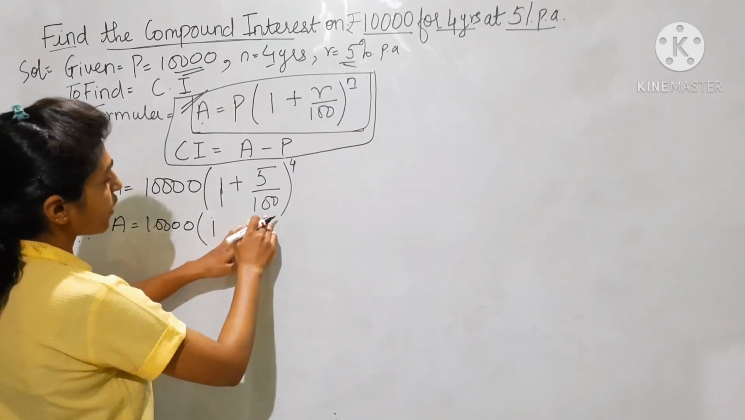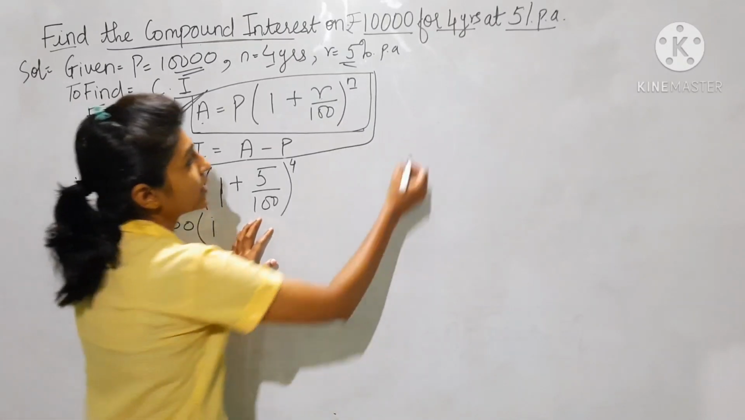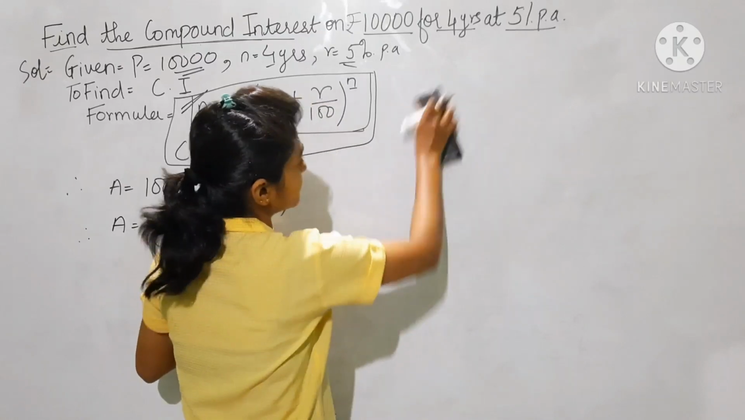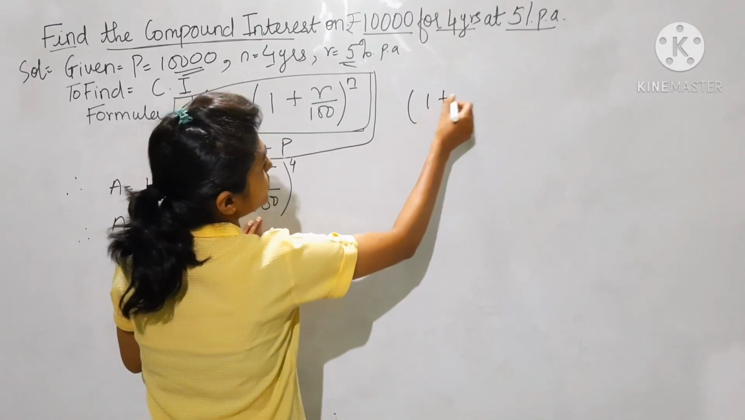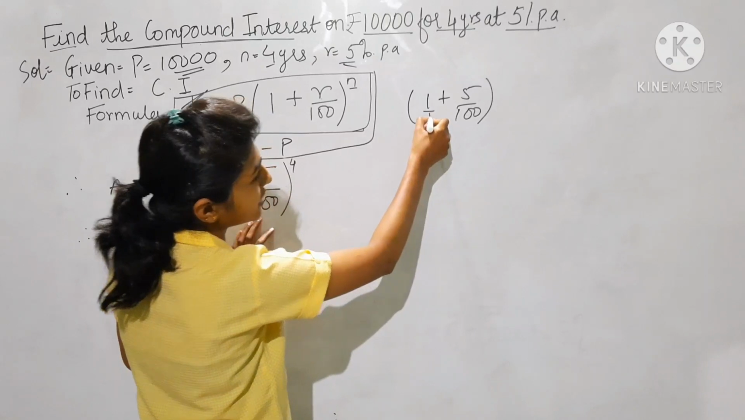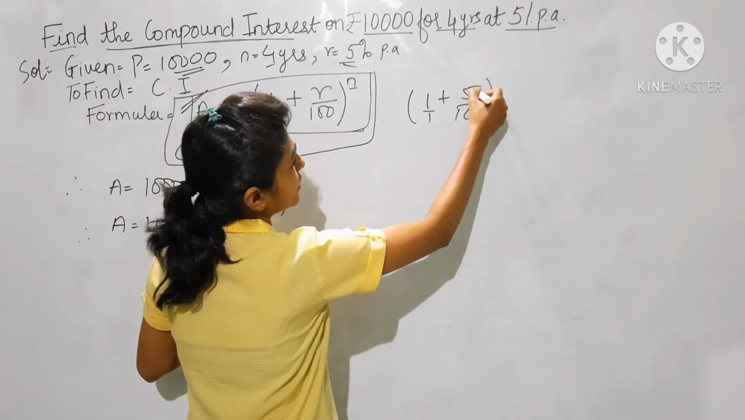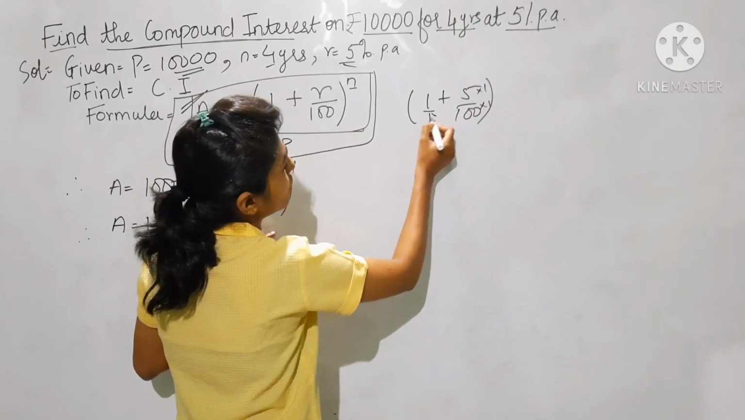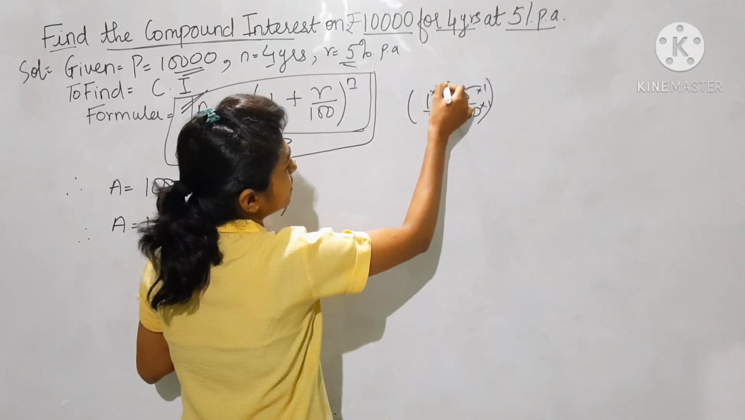Okay, now here what you have to do? You have to find the LCM. How are you going to find the LCM? Assume 1 plus 5 divided by 100. Assume over here that you are considering there is number 1. So multiply 100 by 1, multiply 5 by 1. Here make the denominator same.